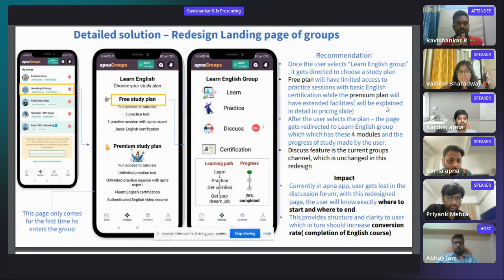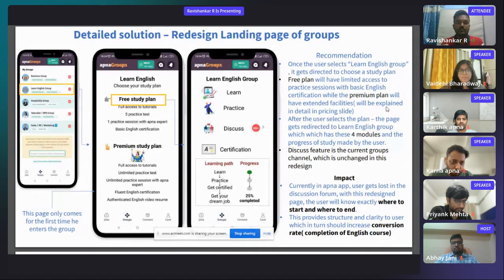Now let's go to the detailed solution. I'm basically proposing 4 modules: learn, practice, discuss, certification. But before you go there, users need to choose between 2 plans, either a free study plan or a premium plan. A free plan will have full access to the learn module, but it will have limitations in certifications and practice sessions. That is a key difference.